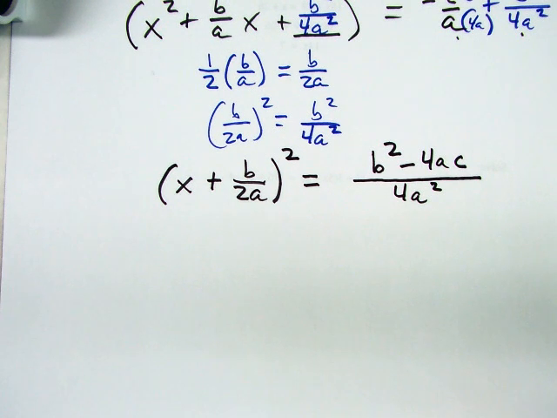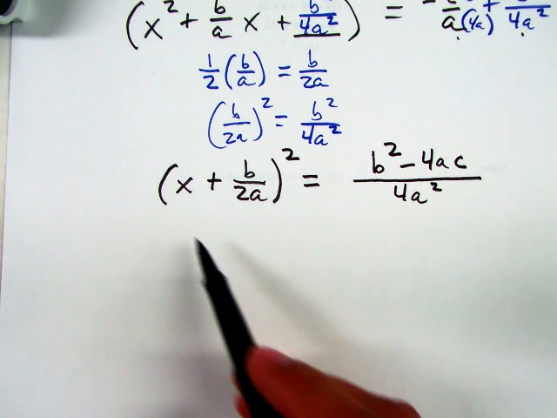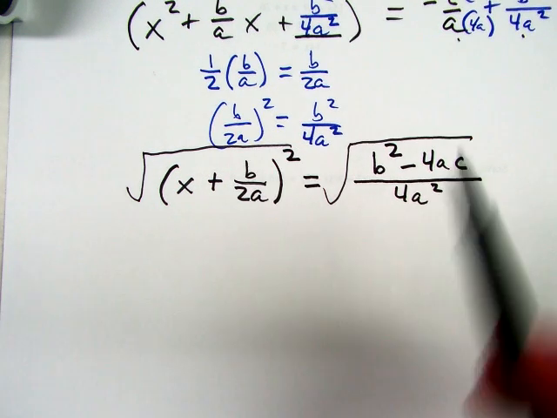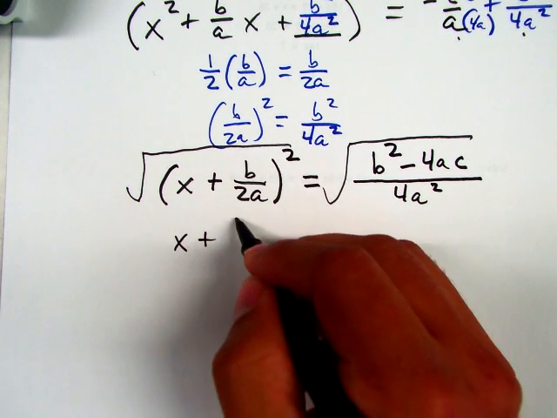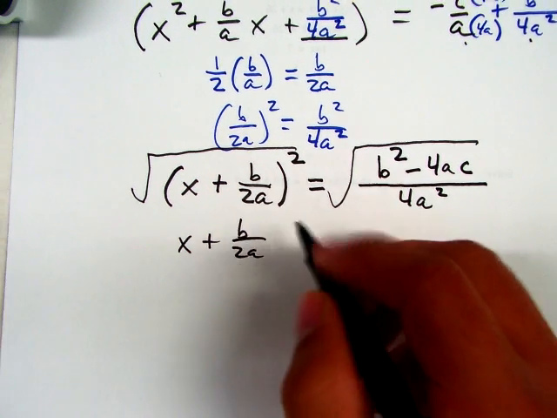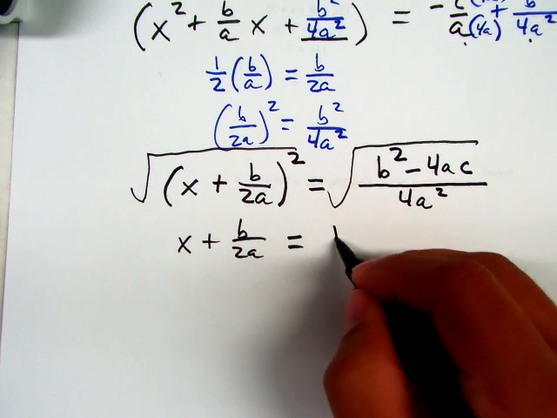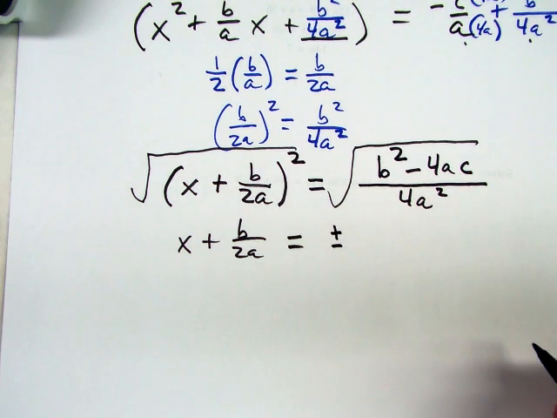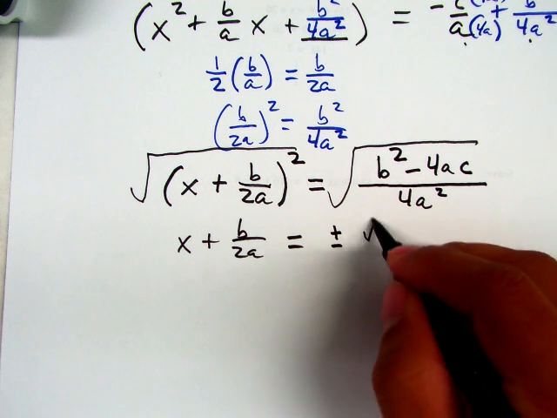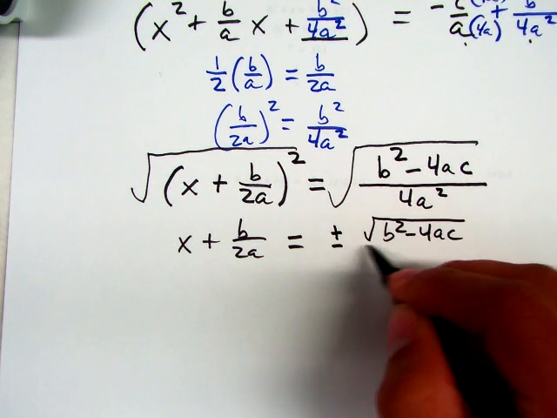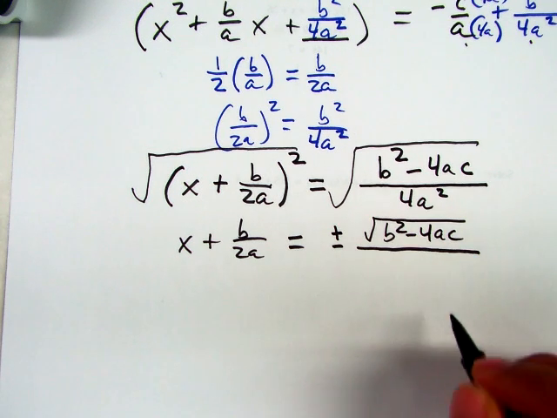What do we do next? We square root both sides. So then we get x plus b over 2a. When we square root both sides, we get plus or minus. The numerator, I don't know what the square root of b squared minus 4ac is, so I'm going to leave it. But what about the denominator? Do we know the square root of 4? 2. Square root of a squared? Okay, good.